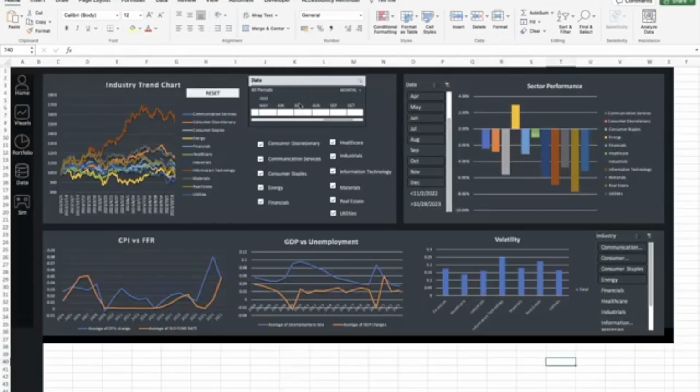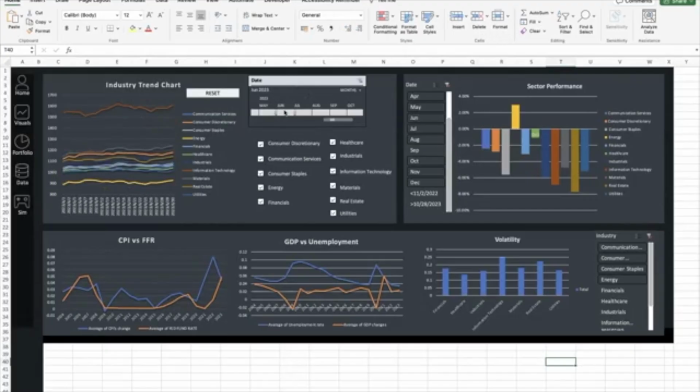For the industry trend chart, users can use filter features to filter the date. For example, you can look at January or June's trend for each industry, and users can also use a checkbox to select the industry they want to see. And for the CPI versus Fed fund rates and GDP versus unemployment rates charts, this is just for users to have a look at how they went over the past 20 years.